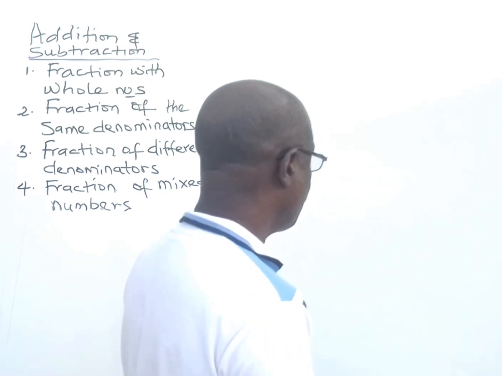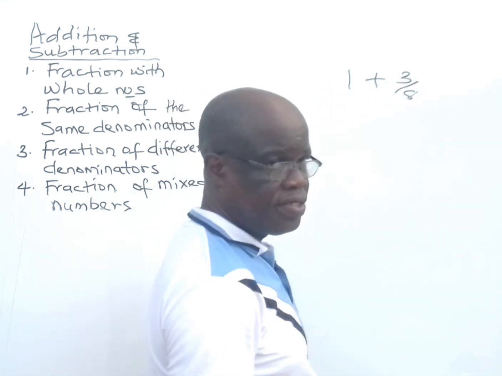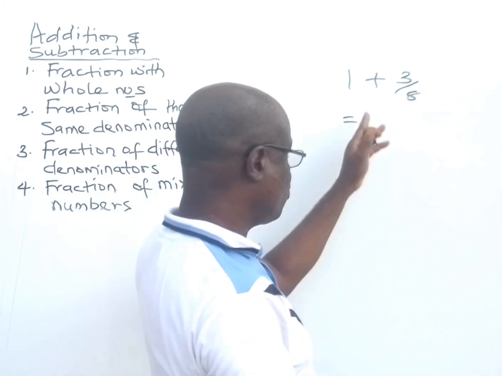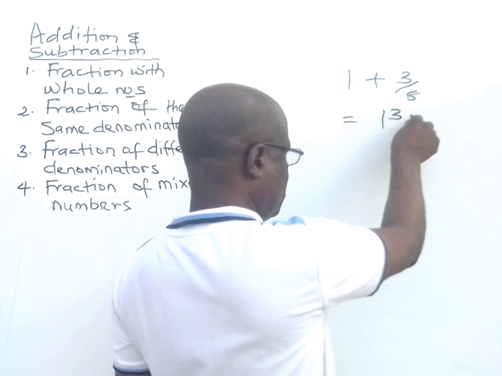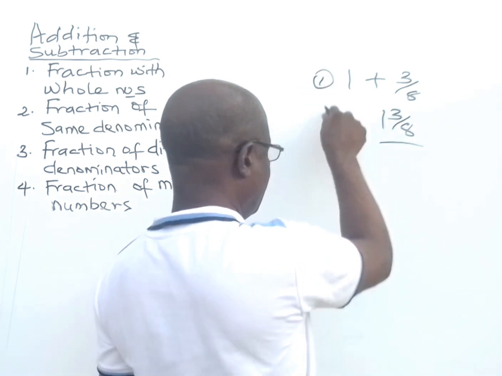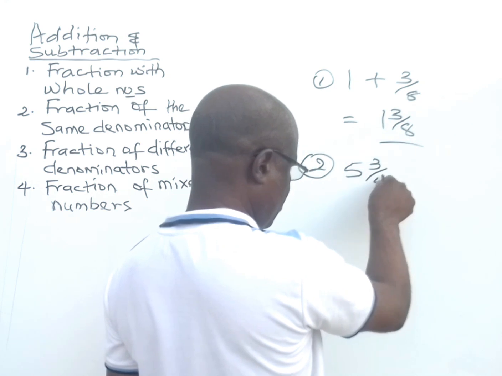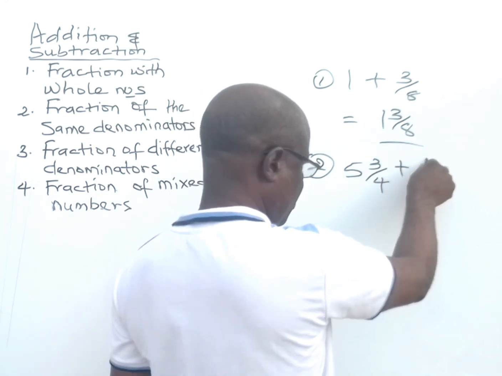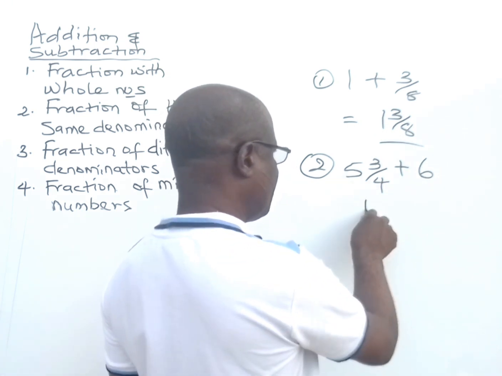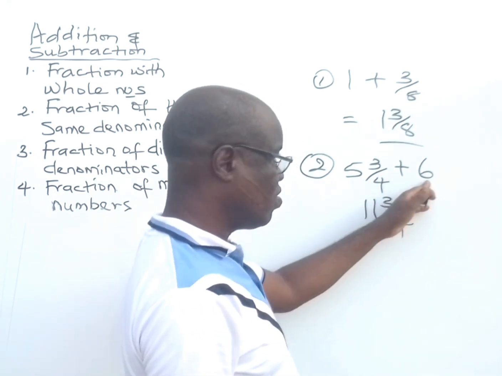Let's look at this. Suppose you have 1 plus 3 over 8. This is 8. So if you are adding this, just put 1 here. And that's all. If you look at the second one, suppose you have 5 plus 6. So what you do, just add this 5 and 6 together. That's 11, 3 over 4. So you are adding fraction with whole number.